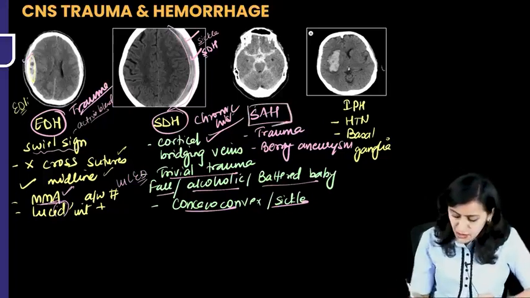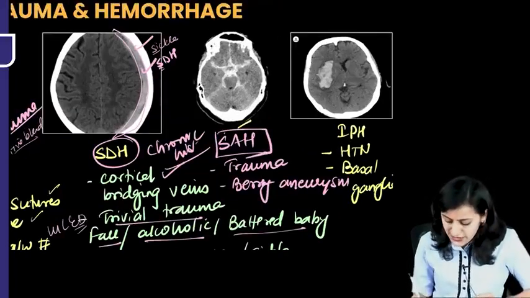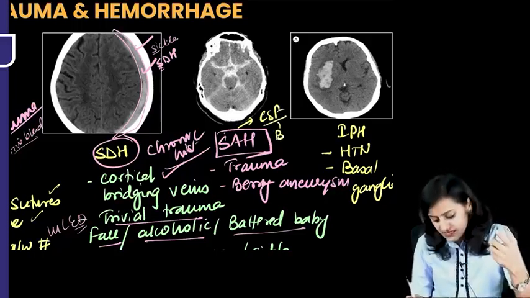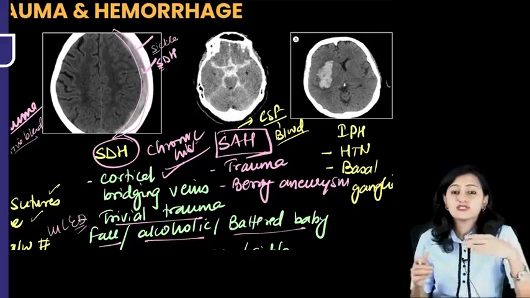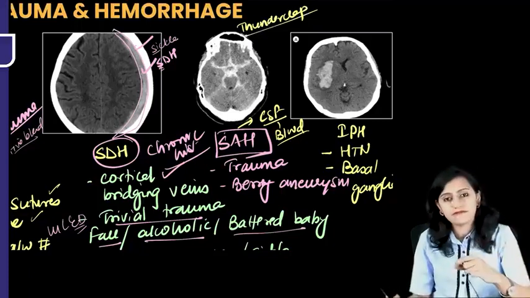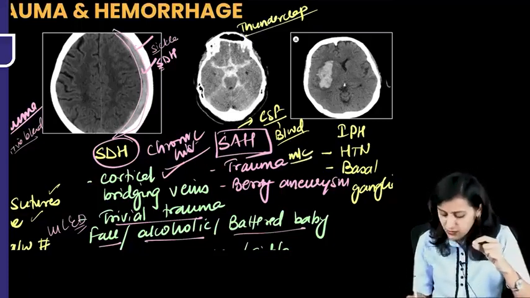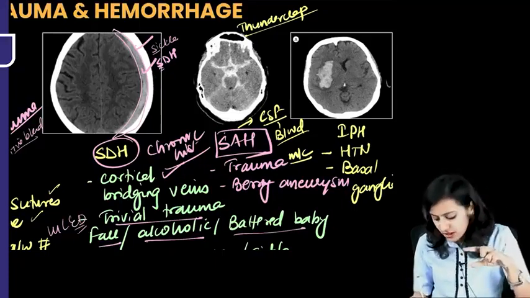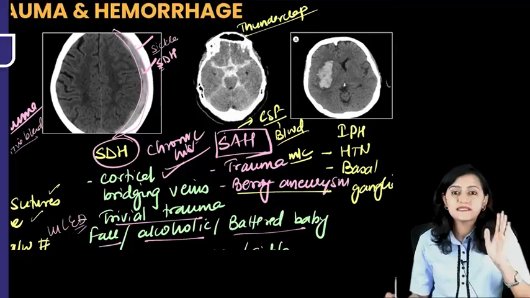Next is the subarachnoid hemorrhage. The subarachnoid space contains the CSF. So now instead of CSF, we would see blood in those spaces. That is subarachnoid hemorrhage. The clinical manifestation is the thunderclap headache or the worst headache of life. What is the most common cause? The most common cause is trauma. But what is the most common non-traumatic cause? It is berry aneurysm rupture.